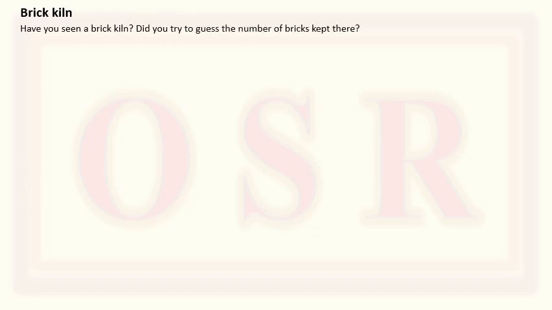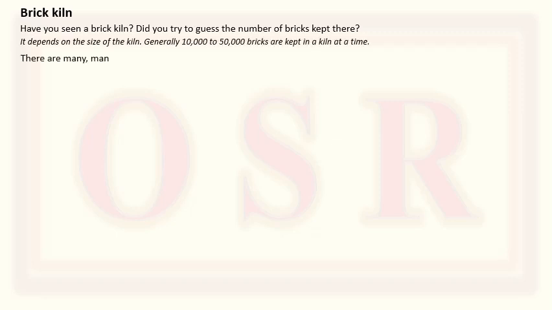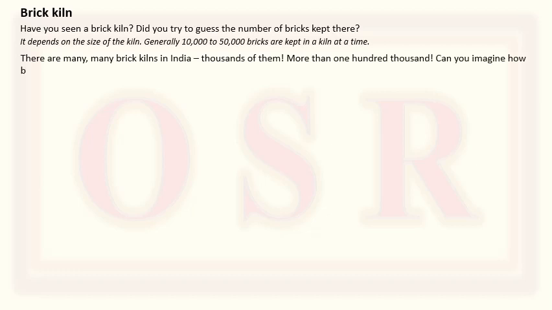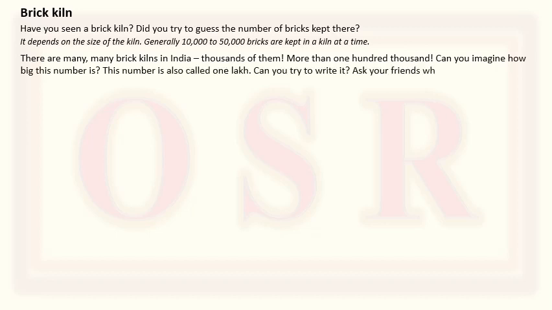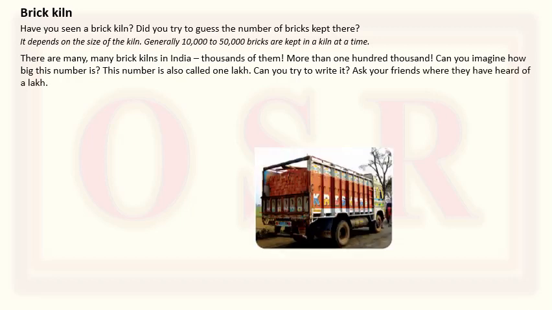Brick kiln. Have you seen a brick kiln? Did you try to guess the number of bricks kept there? It depends on the size of the kiln. Generally, 10,000 to 50,000 bricks are kept in a kiln at a time. There are many brick kilns in India, thousands of them, more than 100,000. Can you imagine how big this number is? This number is also called 1 lakh. Can you try to write it? Ask your friends whether they have heard of a lakh.